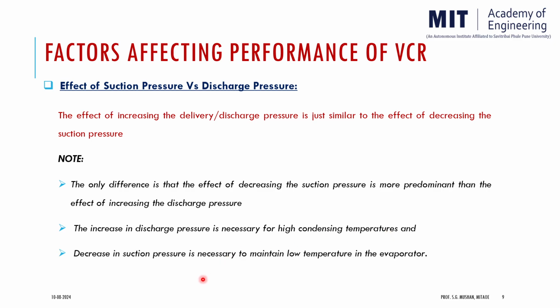And the second is that decreasing the suction pressure is necessary to maintain a low temperature in the evaporator. It means wherever we require an ultra low temperature, the only option we have is to lower the suction pressure. When we lower the suction pressure, the temperature also reduces. So whenever we need to attain a lower or ultra low temperature, the suction pressure needs to be decreased. And wherever we need to achieve a higher condensing temperature, a higher discharge pressure is a must. That is why we apply these two effects on our VCR system for achieving our final output.